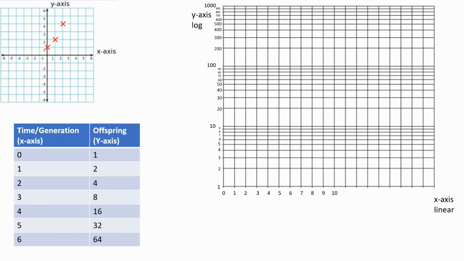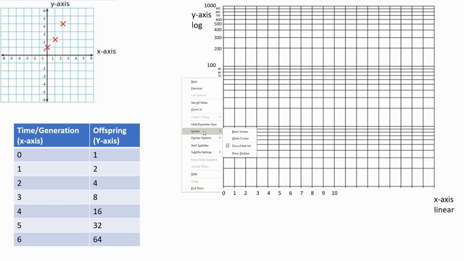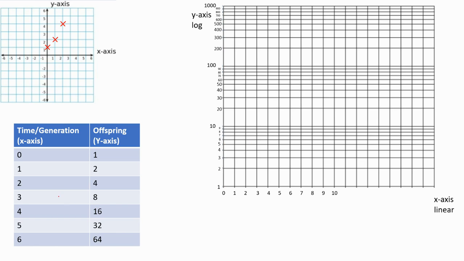After cleaning this up a little bit, this is what you get. And now let's go graph these items on this semi-log paper. So back to our pointer options and to our pen. All right, so 0 on the x-axis and 1 on the y-axis. This is where this is.